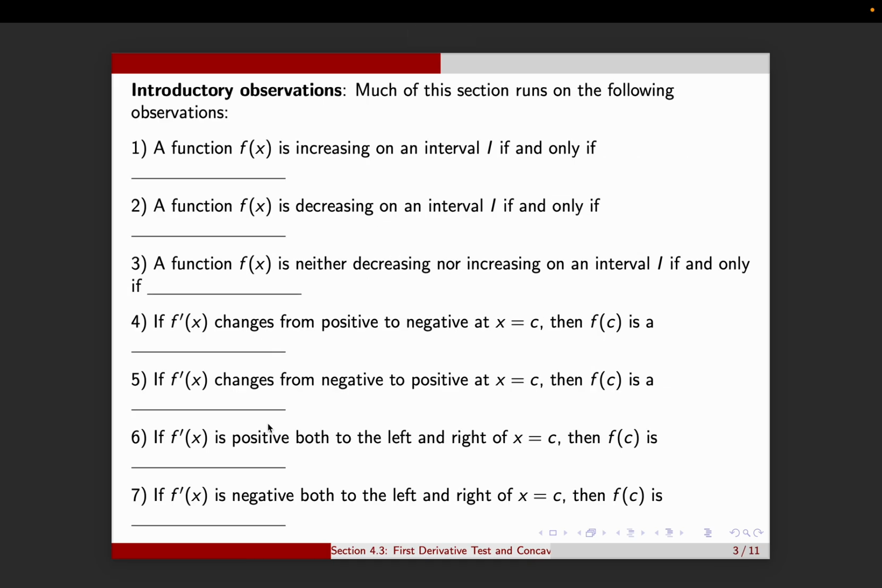So this entire section runs on some observations. These 7 observations give us everything we want to know when we define the first derivative test. So if we were in class, I would have you all fill these in, but we're not in class, so we'll just talk it out here.